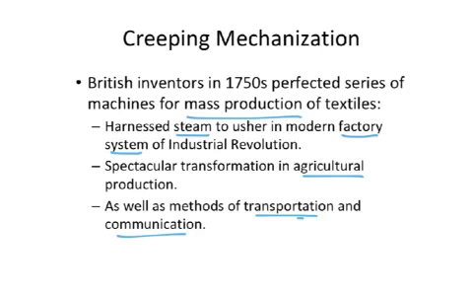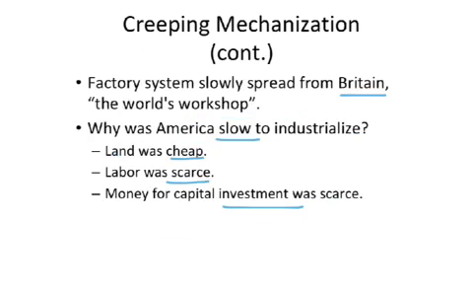British investors in 1750 perfected a series of machines for mass production of textiles. They harnessed steam to usher in the modern factory system of the Industrial Revolution. This was a spectacular transformation in agricultural production, as well as methods of transportation and communication. The factory system slowly spread from Britain, which was nicknamed the world's workshop.